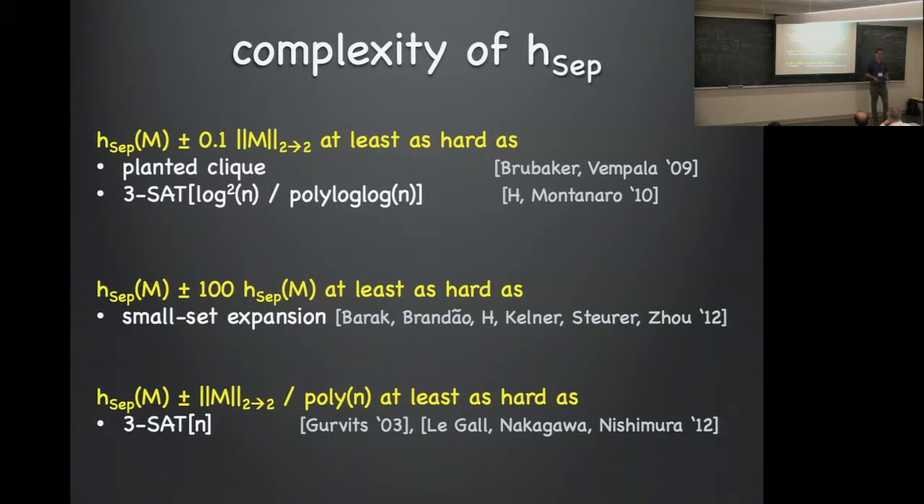Okay, so this is H step. Now let me talk about the 2 to 4 norm, and explain why this is interesting from a computer science point of view.